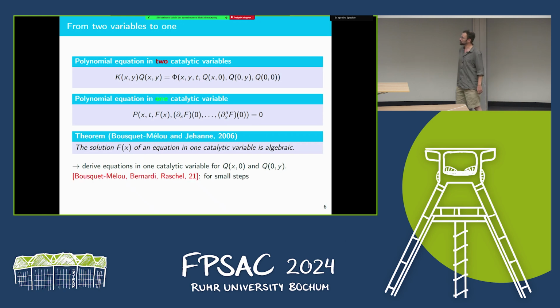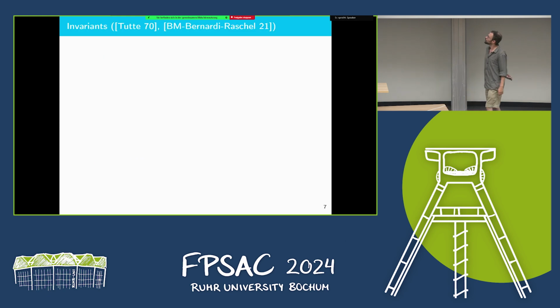And this is precisely the strategy that was devised for small step models in 21, and that was applied successfully, for instance, to prove the algebraicity of the Gessel model, which hadn't been done before. So I will now explain to you how the strategy works and what its ingredients are.